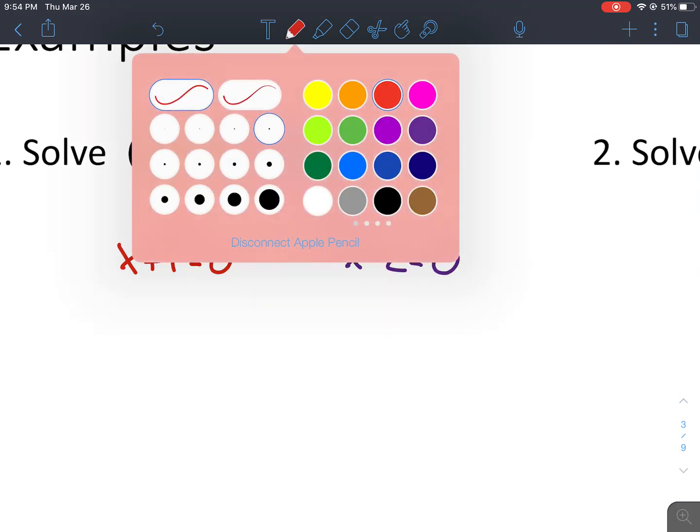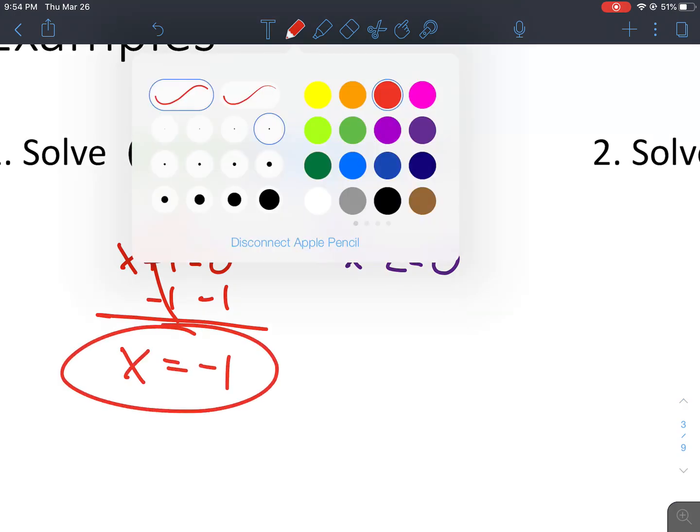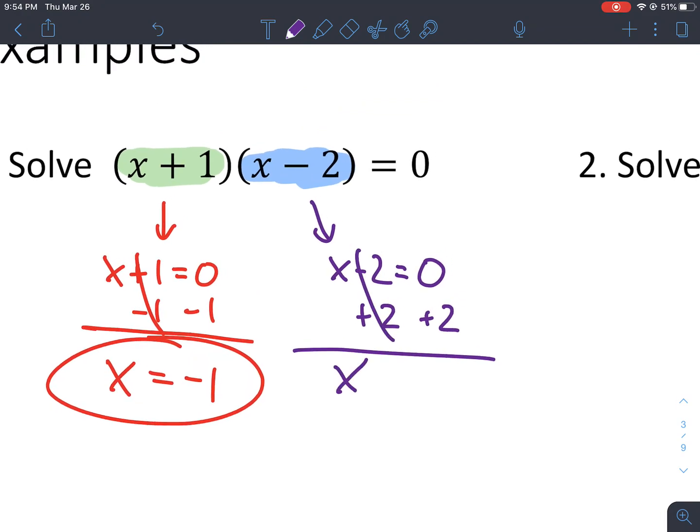For the first one, x plus 1 equals 0, we simply subtract that 1 from both sides, and x is negative 1. For the second one, add 2 to both sides of our equal sign, and we get that x is equal to 2. So in this case, my two answers are negative 1 and positive 2.